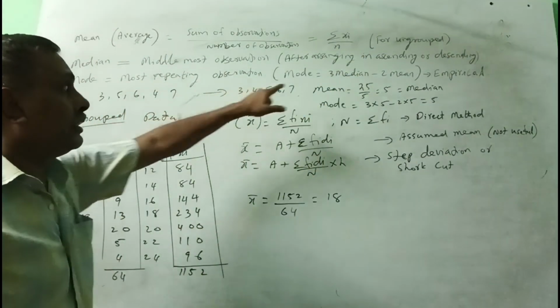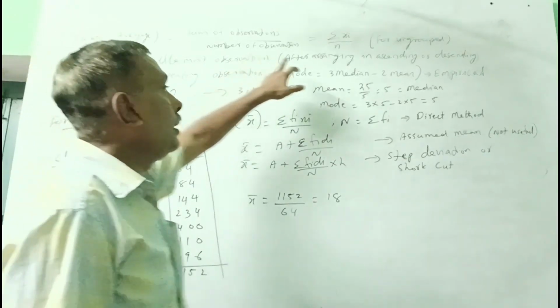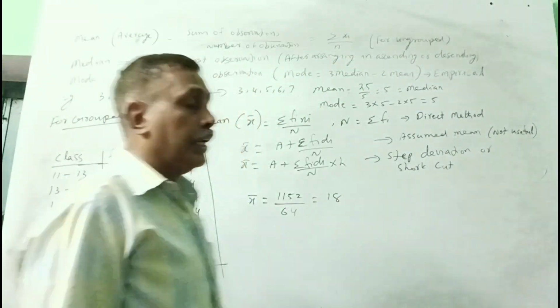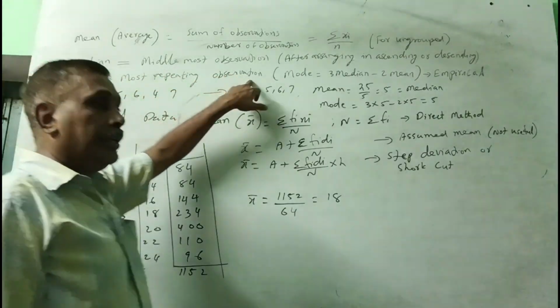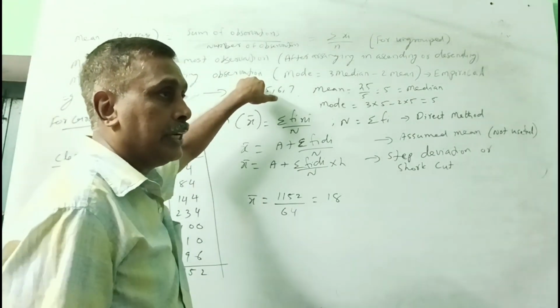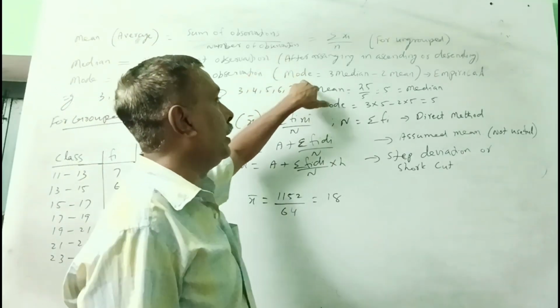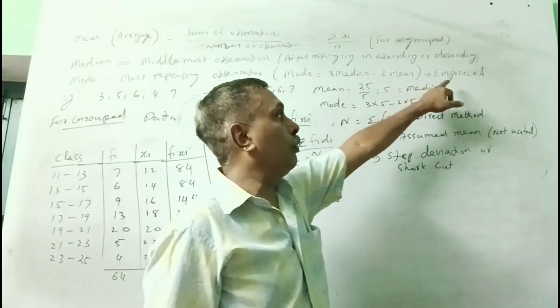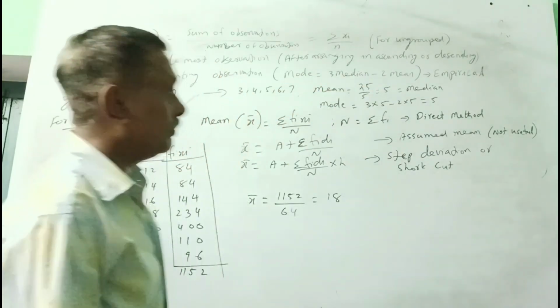Median is defined as the middlemost observation, but the observations must be in order, ascending or descending. And mode is the most repeating observation, meaning what is repeated. That is mode. If nothing is repeated, then use the formula. This is called the empirical formula: mode equals 3 median minus 2 mean.